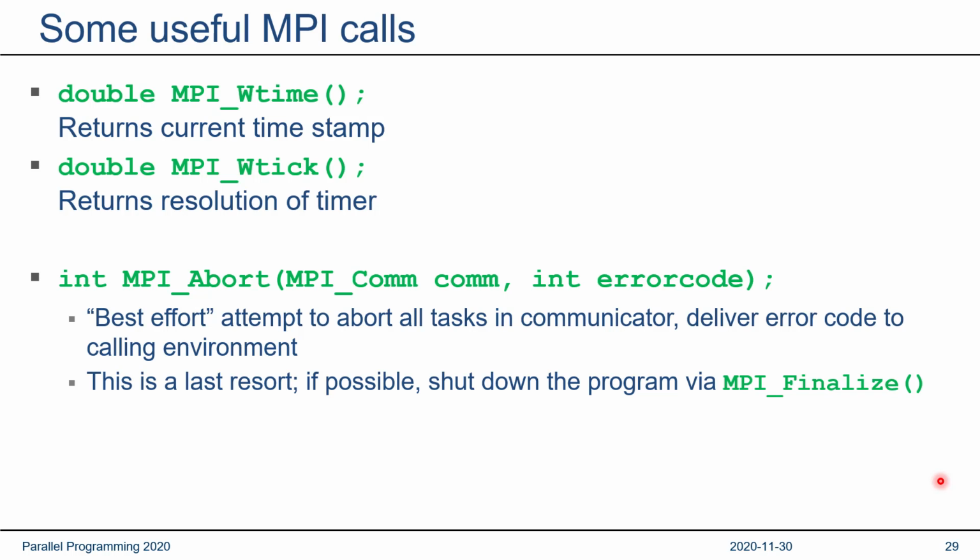A third interesting function is MPI_Abort. MPI_Abort serves to abort all tasks in the specified communicator and deliver an error code to the calling environment. According to the standard, it makes a best effort to do that. However, there's no guarantee that it won't end up pulling all processes in MPI_COMM_WORLD down. So it's actually a last resort. If an error condition occurs in your program and you detect it, try to shut down the program using the standard facility, which is executing MPI_Finalize.